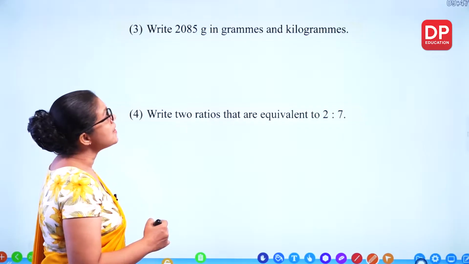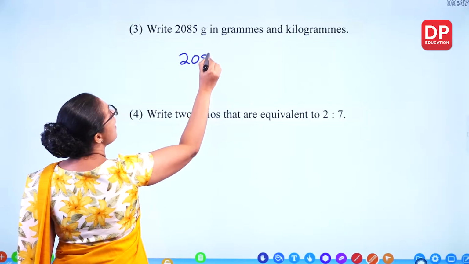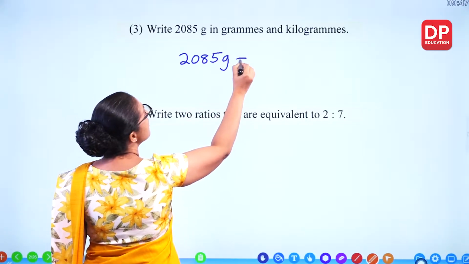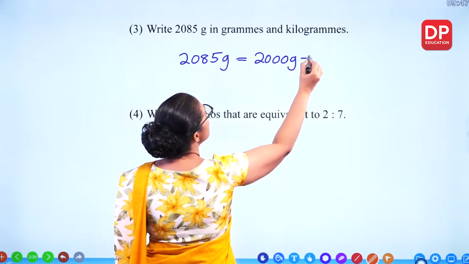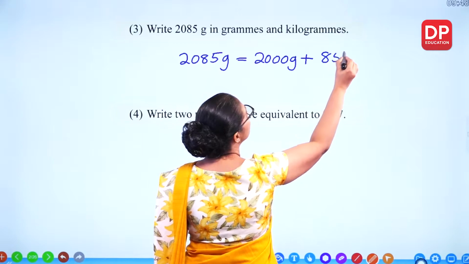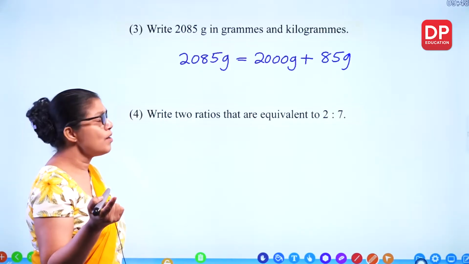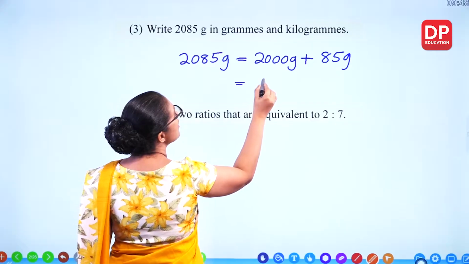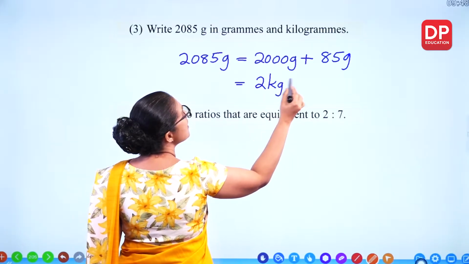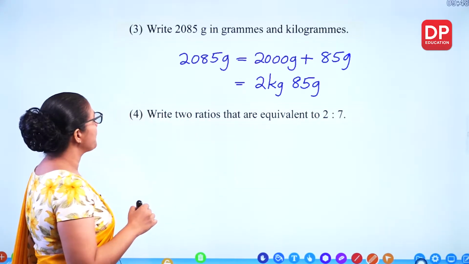Write 2085 grams in grams and kilograms. So when you take 2085 grams, I can split this into 2000 grams and 85 grams. Now what is 2000 grams? You can divide by 1000 and write down in terms of kilograms. So when you divide by 1000, you get 2 kilograms, and this 85 you can write in grams.